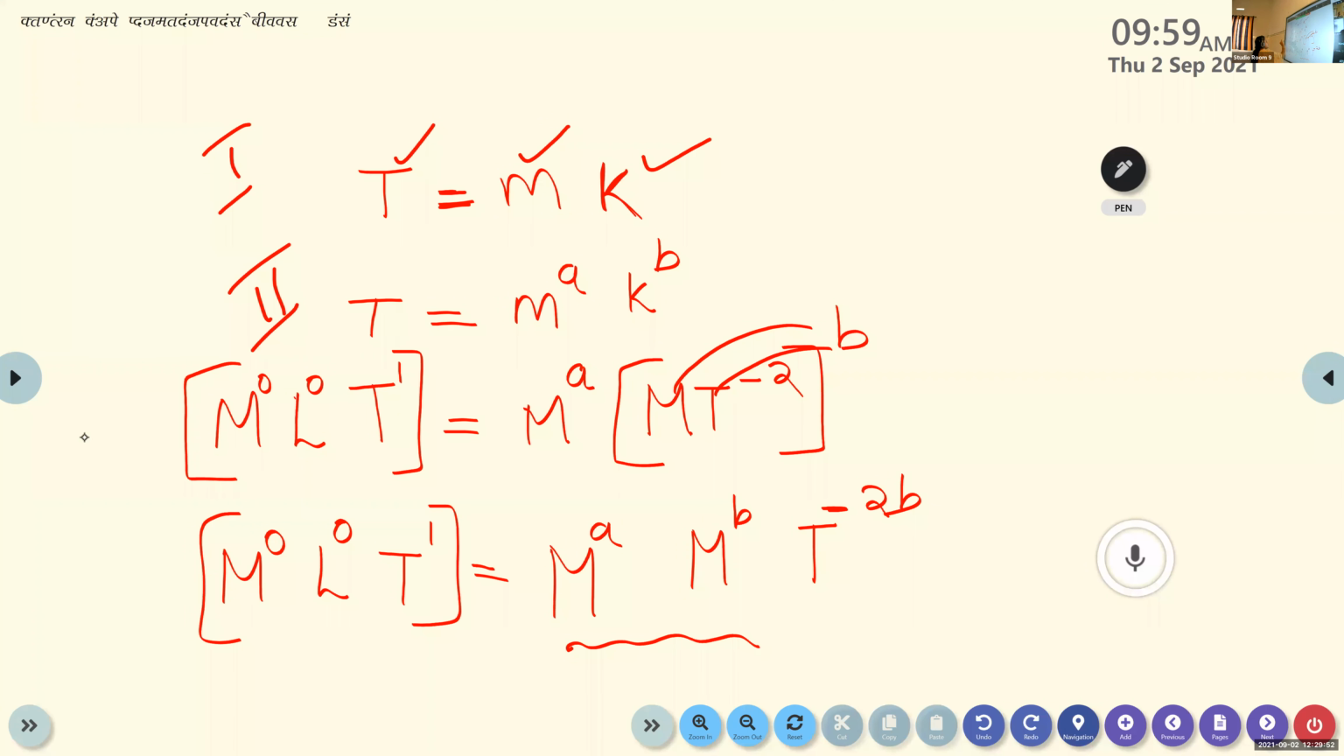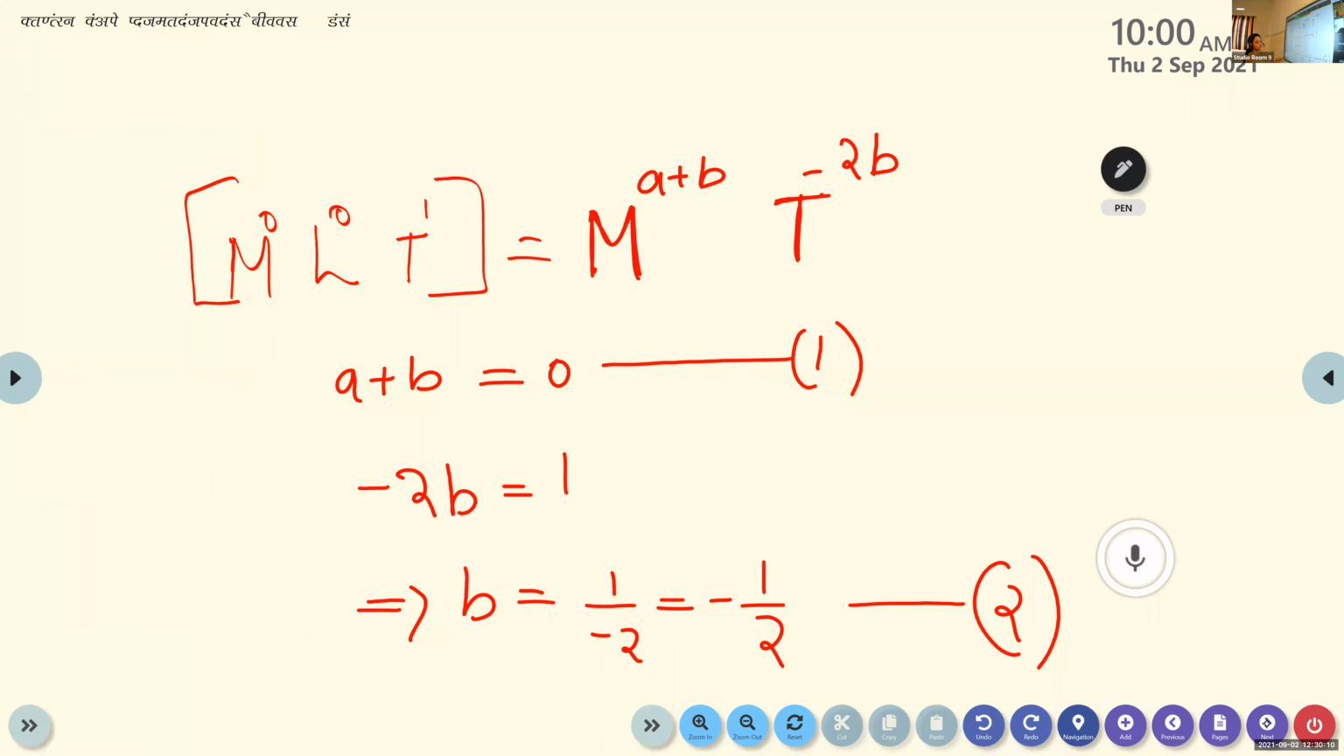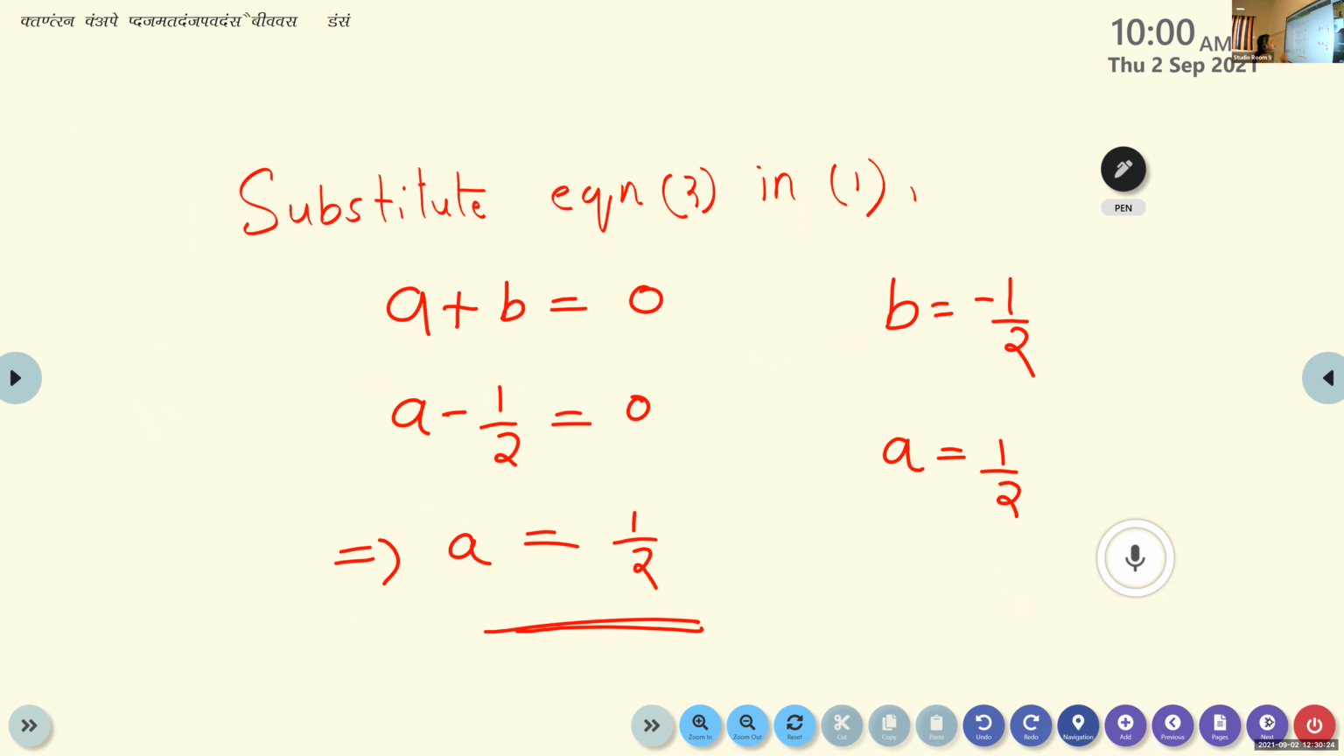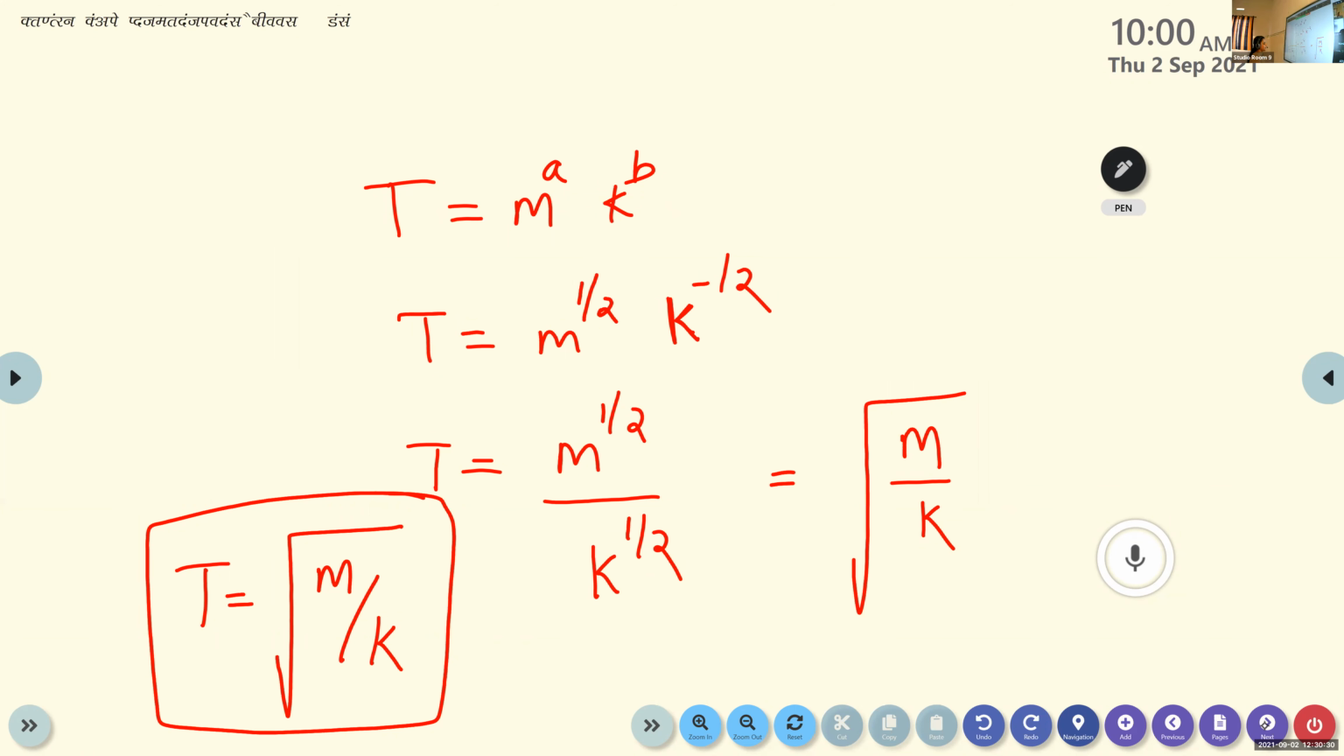Then in the third step, we write the dimensional equations of both the LHS and the RHS. In the fourth step, we form an equation by equating the exponents from LHS and RHS. Then we get the values of the exponents a and b. In the final step, substitute those values into our second step, so we get an expression like this. In the present case, it is T is equal to root of m by k.